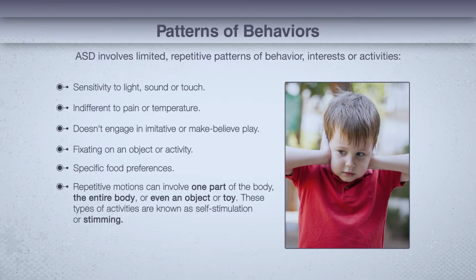Repetitive motions can involve one part of the body, the entire body, or even an object or toy. For example, people with an ASD might spend a lot of time repeatedly flapping their arms up and down or rocking from side to side. They might repeatedly turn a light on and off or spin the wheels of a toy car. These types of activities are known as self-stimulation or stimming.